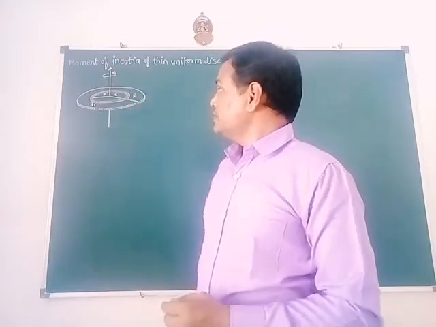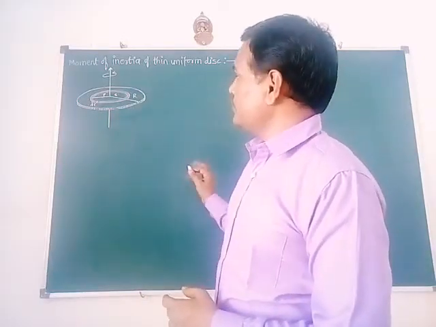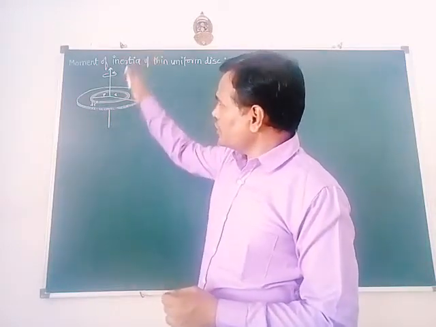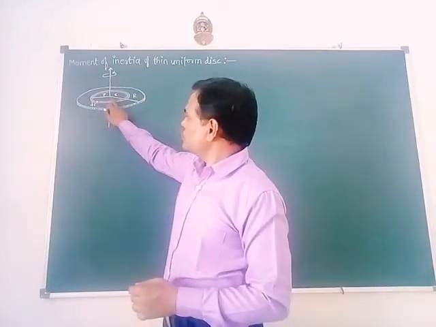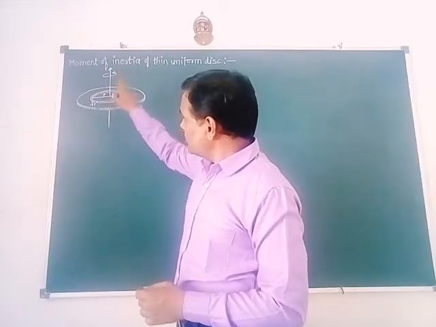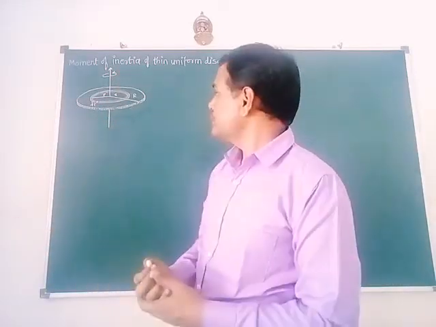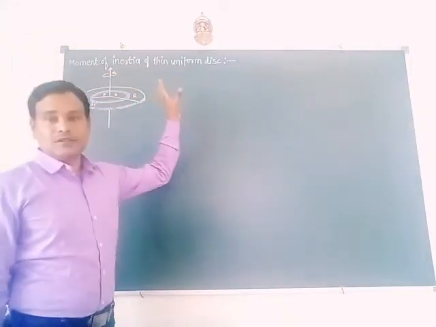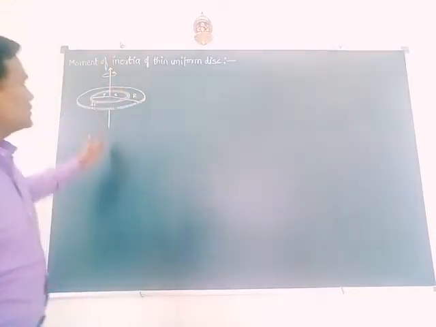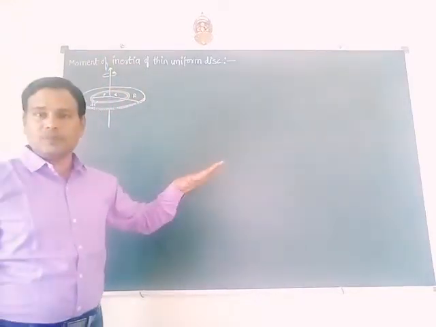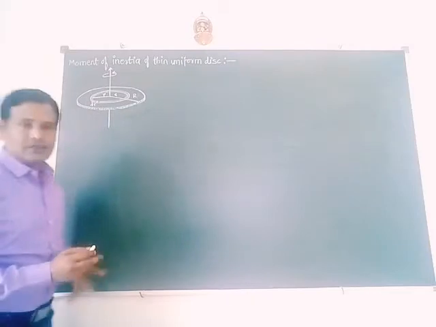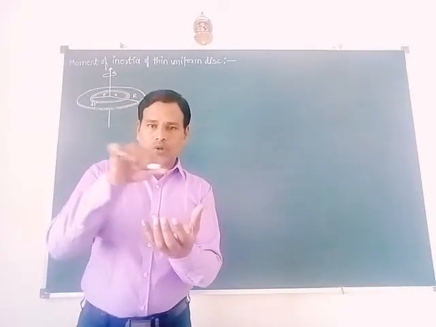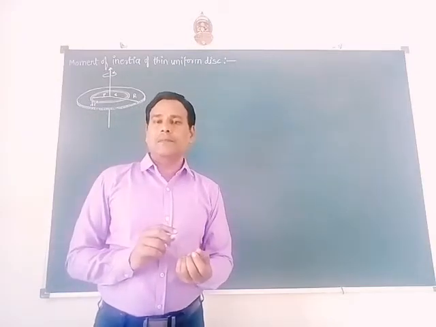Here we consider a thin uniform disc of radius capital R. It is rotating about the axis passing through its center and perpendicular to its plane. To obtain the moment of inertia of this disc about that axis, we have to consider that the disc consists of a number of concentric rings.